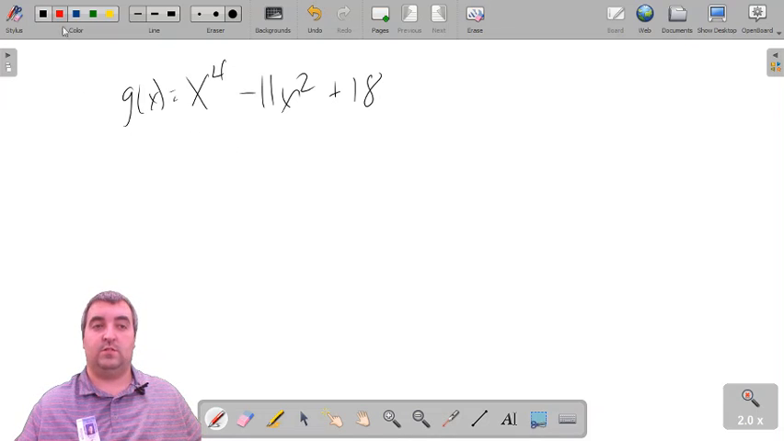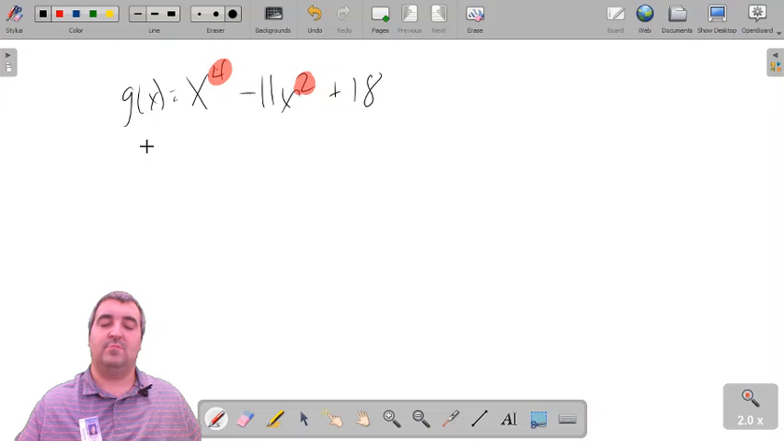Something you should note is we have a trinomial and the powers are in a ratio of 2 to 1, which whenever we see that, that means this thing factors, or we can at least attempt to factor this. So we can do some product sum. The product is 18 and the sum is negative 11. So the two numbers that multiply to 18 but add to negative 11 are negative 9 and negative 2.